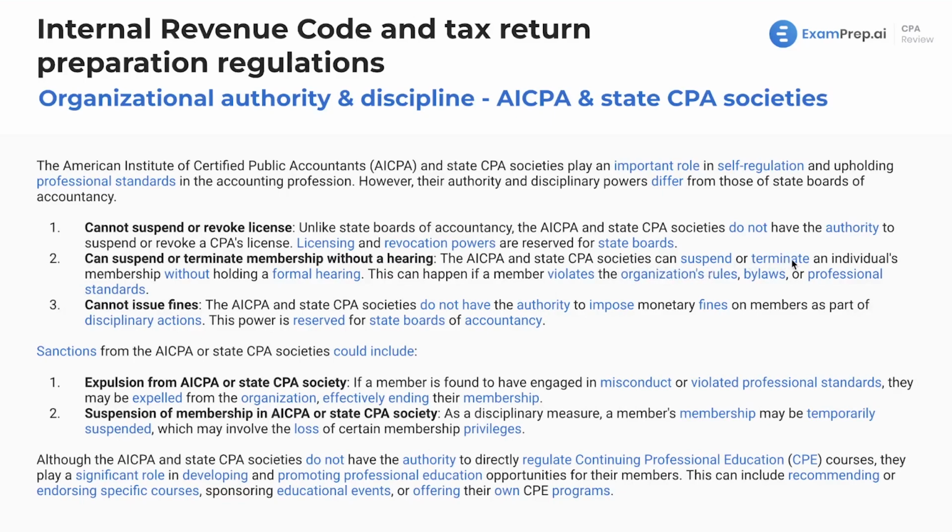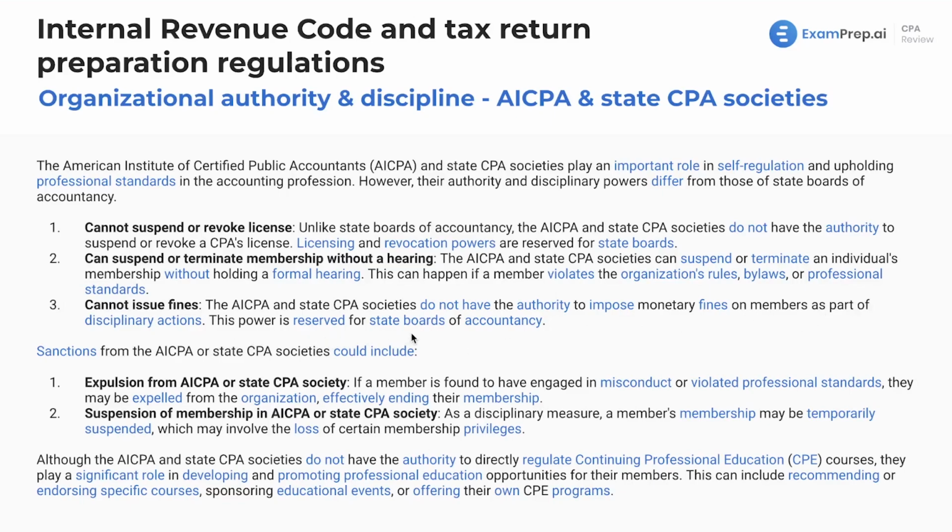They can suspend or terminate an individual's membership without holding a formal hearing. This can happen if a member violates the rules, bylaws, or professional standards. Makes sense. You can generally kick anyone out of a club if they break your rules. And they cannot issue fines. So the AICPA and the state CPA societies, they do not have the authority to impose monetary fines on members as a part of disciplinary actions.